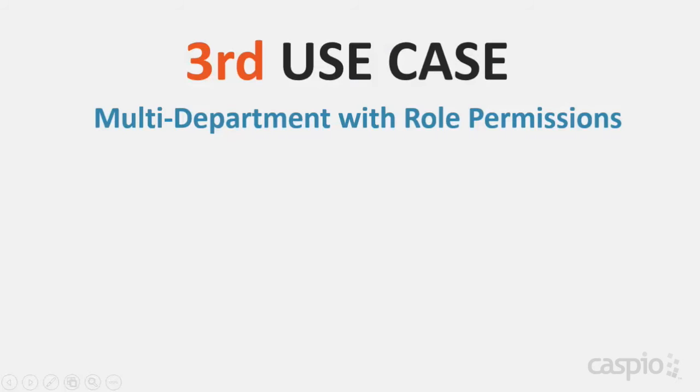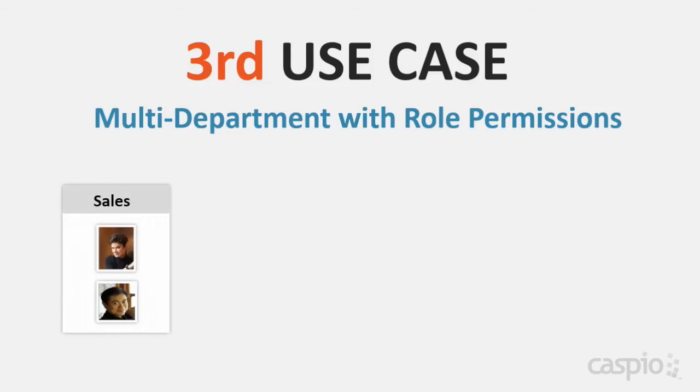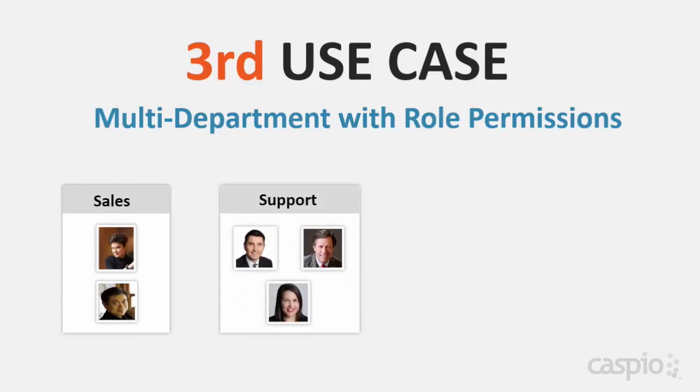The third use case deals with different departments inside an organization. So for example, you might have a sales department, and the sales employees can only see information pertaining to the sales department, whereas the support department can only see information pertaining to their application needs. So for example, the support team might have a ticket management application, whereas the sales team might have a CRM where they manage contacts and so on and so forth.